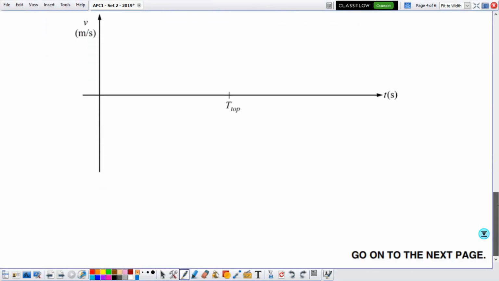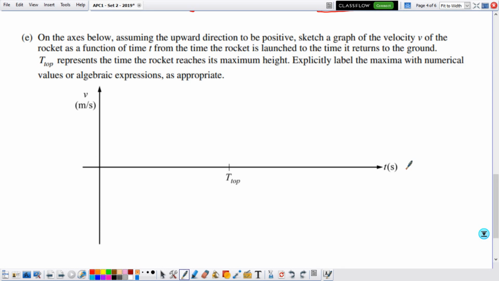And now for the final part E: on the axis below, assuming the upward direction to be positive, sketch a graph of the velocity v of the rocket as a function of time t from the time the rocket is launched to the time it returns to the ground. T top represents the time the rocket reaches its maximum height. Explicitly label the maxima with numerical values or algebraic expressions as appropriate. We know that the maximum speed reached by the rocket is 36 meters per second, and at the top of the flight, the speed would be 0.